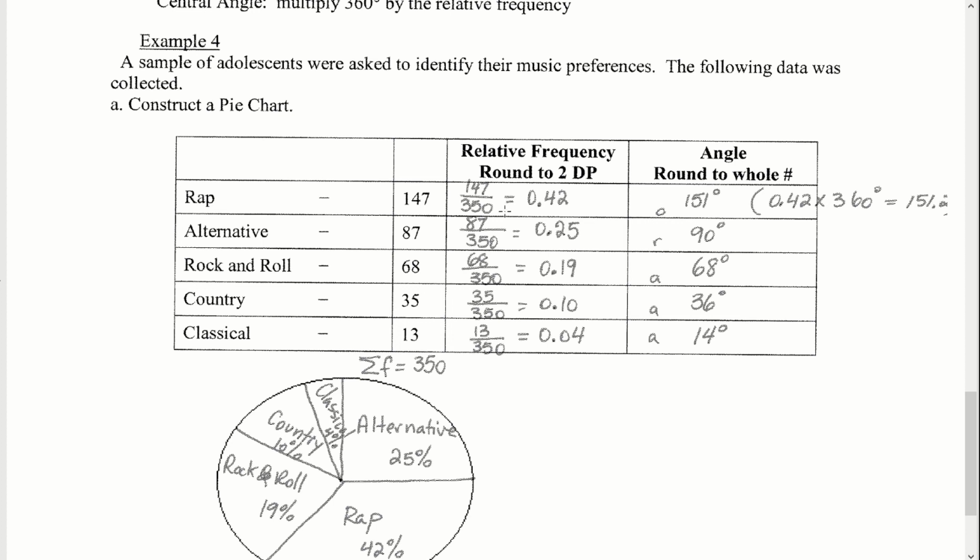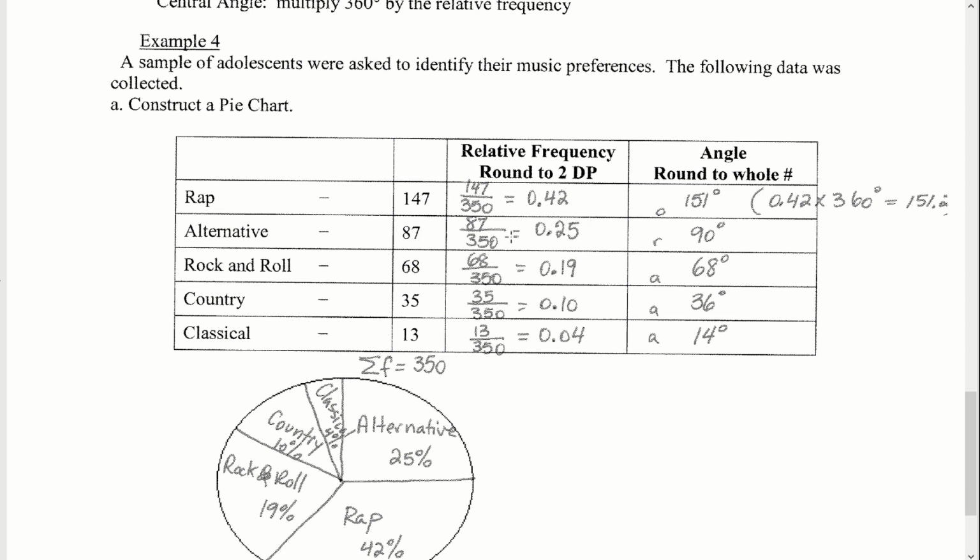We continue for the remaining classes to get our relative frequencies, and then we're going to convert them to angles. You simply take the relative frequency, in this case for rap it's 0.42, multiply it by 360 degrees, and that would give us about 151.2. We will always round to the nearest angle, so that's going to be 151 degrees.